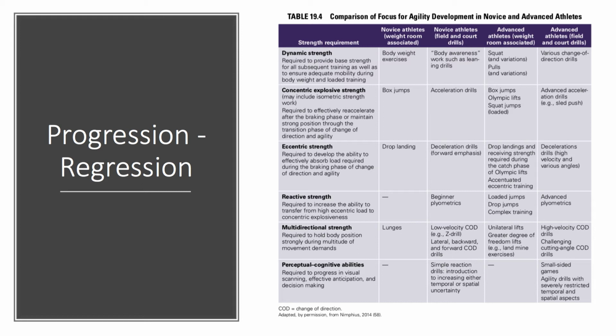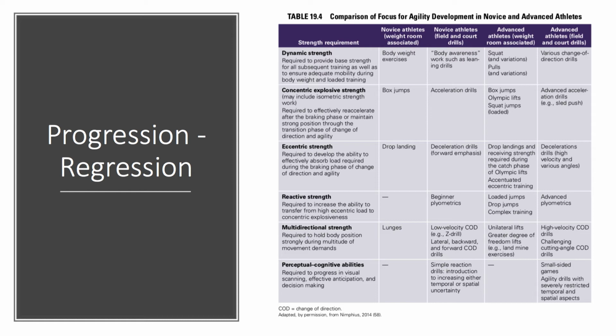So in this case, for dynamic strength, if an individual is classified as a novice athlete in regards to agility development, then you would get them to do body awareness work on the field, such as leaning drills. However, if they're advanced in the gym for dynamic strength, then you would get them to do squats and pulls or variations of those. Okay, so it all comes down to progression and regression depending on the status of your athlete, the training status. If they have had experience with agility development, and you've assessed them and you've seen that their movement kinetics are good, then they would be classified as an advanced athlete for field and court-based drills. Okay, and then based on their classification for resistance training, then you dictate whether they're a novice athlete or advanced in the weight room.